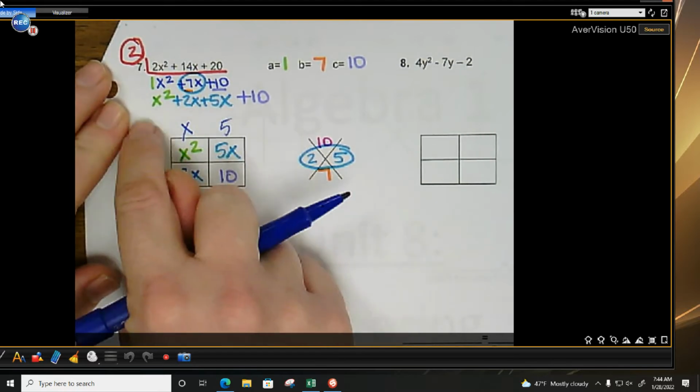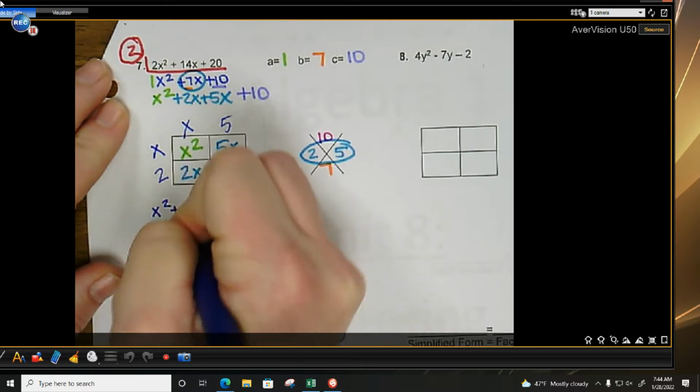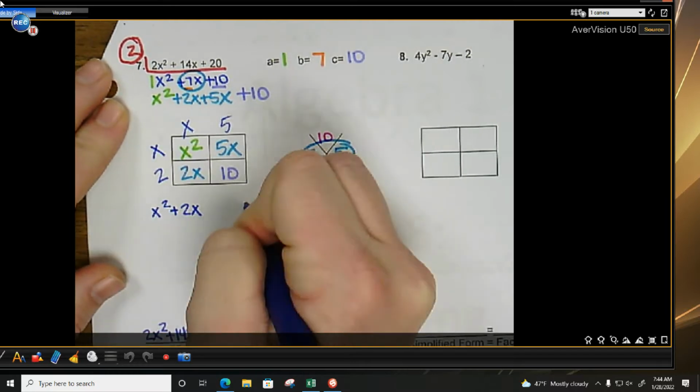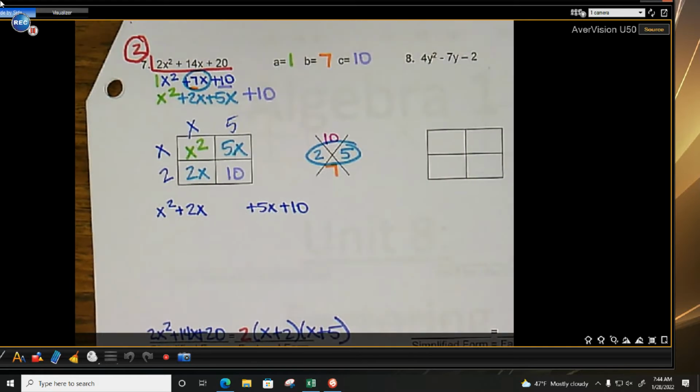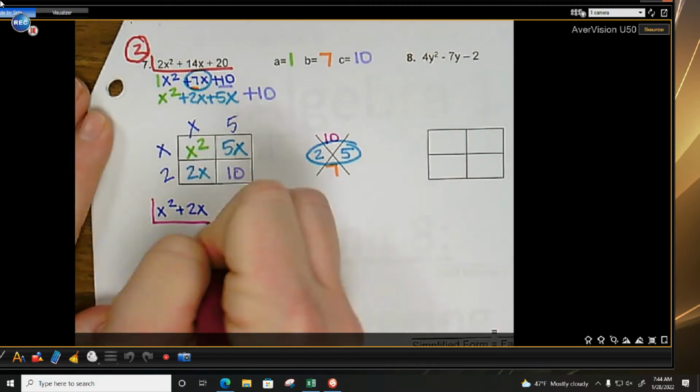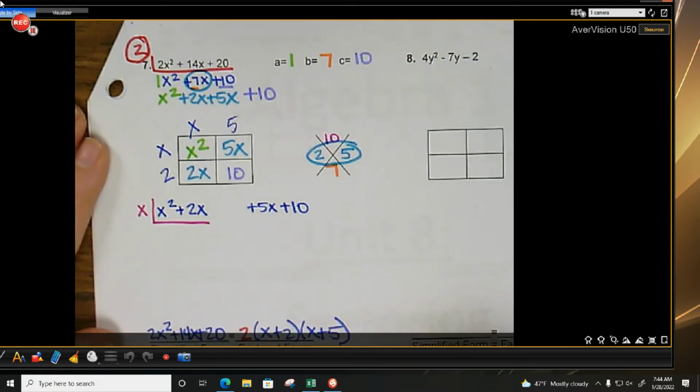When you have 4 terms, you can factor by grouping. So x squared plus 2x plus 5x plus 10. See how I kind of have the first 2 grouped together on the left and the second 2 grouped together on the right? Do your upside down division. What do both of these have? Take an x out. What are you left over with?